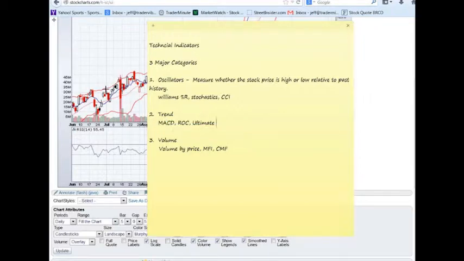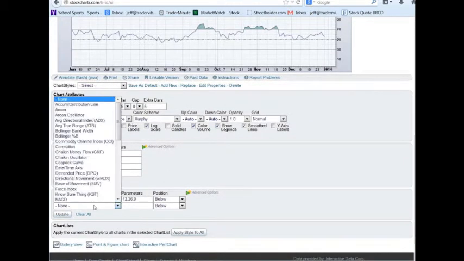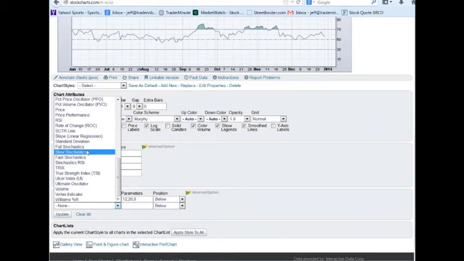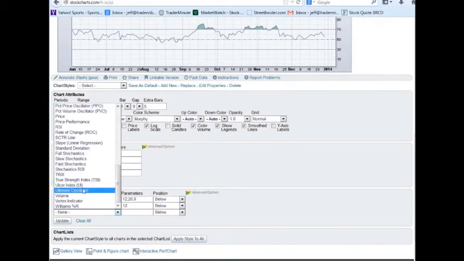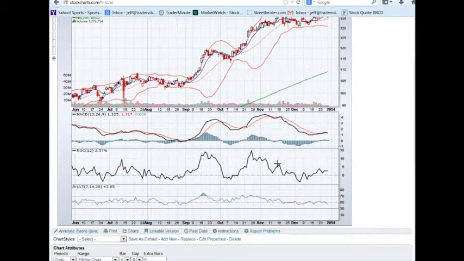Let's start by just adding these in here. I'm just going to add a MACD. Let's add a rate of change. And let's add an ultimate oscillator. I'm not going to spend a lot of time on the rate of change as we looked at that in the last class. But let's take a look at them. You'll notice that their overall movement appears to be very similar. Just like with the oscillators, the stochastics and the Williams percent R, CCI, they all kind of went in the same direction. Your trend indicators will tend to go in a very similar direction.